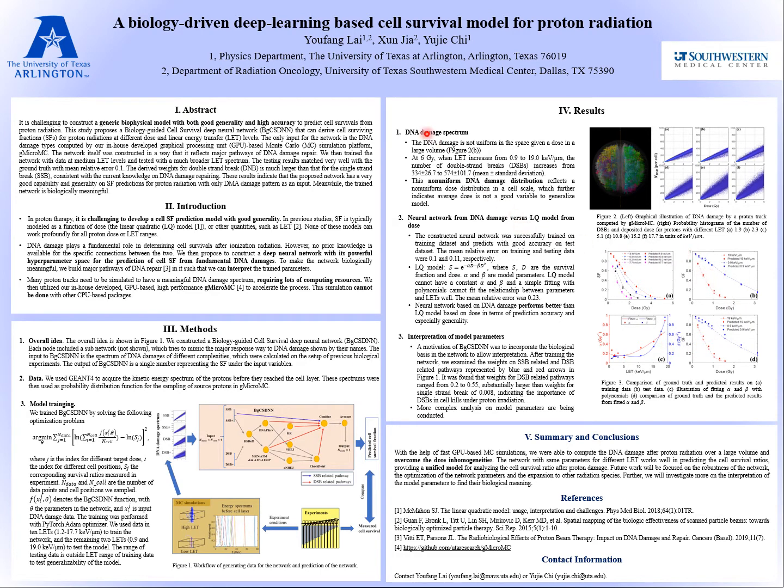First, as you can see, the DNA damage spectrum is not uniform, because for certain doses, there exists a wide range of DNA damages. This non-uniform DNA damage suggests the average dose is not a good variable to generalize the model. So now let's see the results from the neural network. Figures A and B show the performance of this neural network on training data and testing data. As you can see here, it performs well on both data sets.